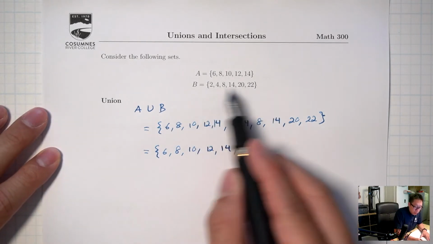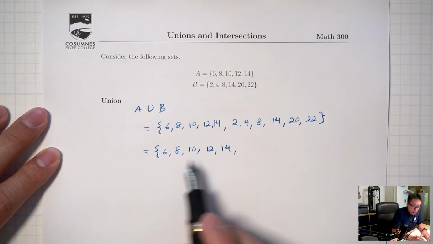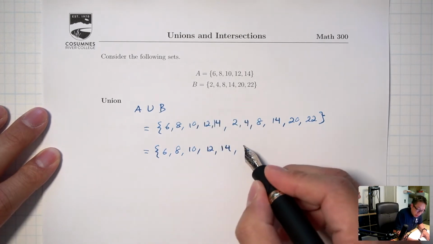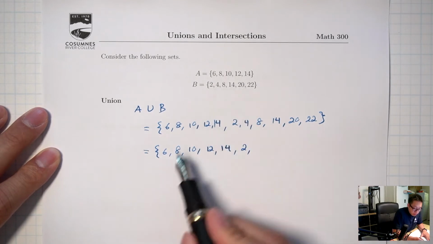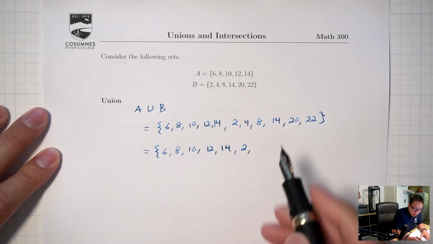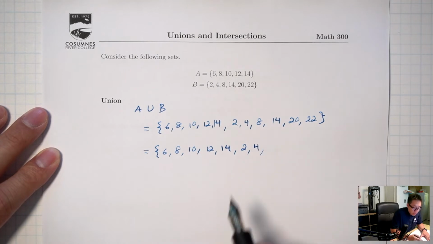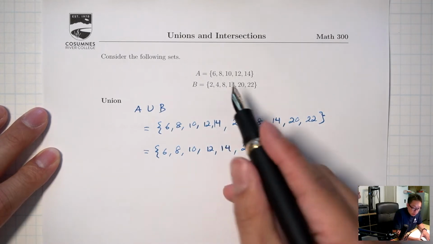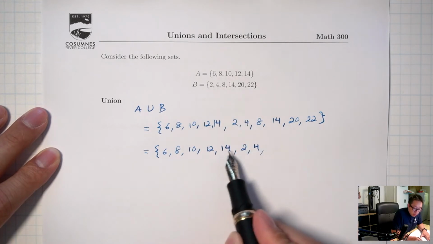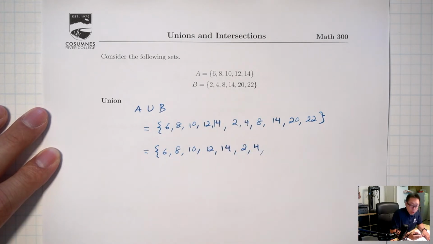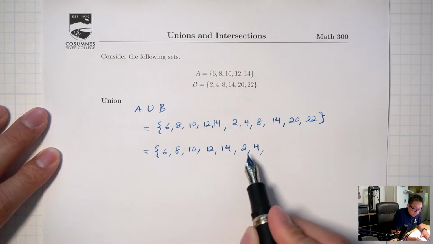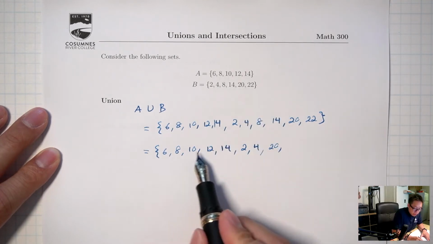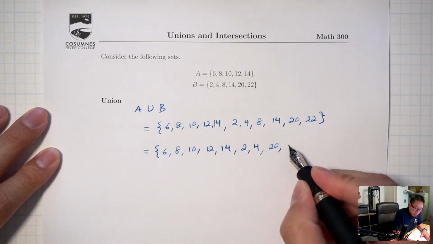So looking through my second set, what is new that I don't have yet? 2, I don't have yet, so I'll add on 2. 4, I don't see a 4 yet, so I'll add on the 4. 8 I have already, so I'm not going to add on another 8. 14 I also have already, so I don't need to add on another 14. 20 is new, so I'll add on 20. 22 is also new, so I'll add on 22.